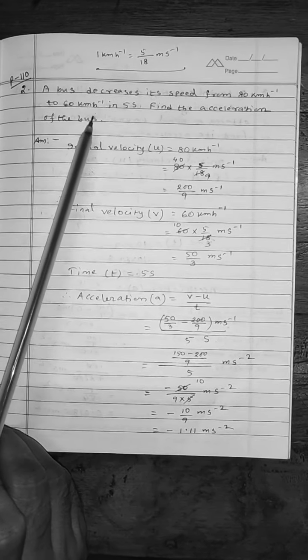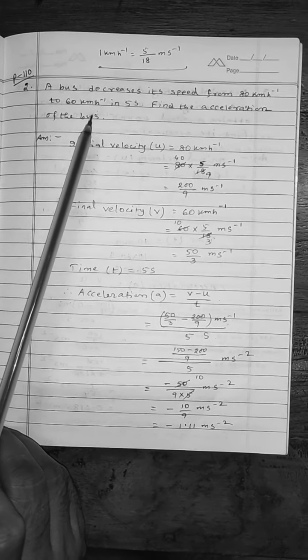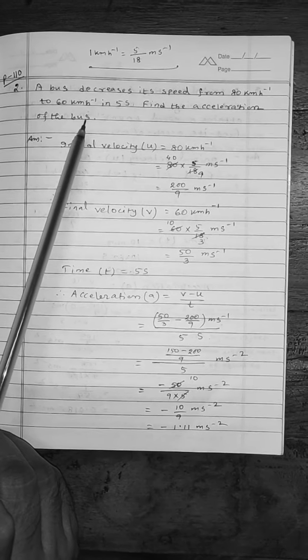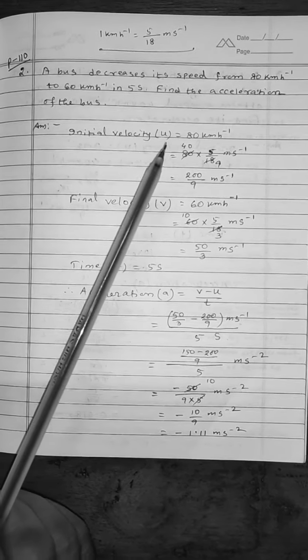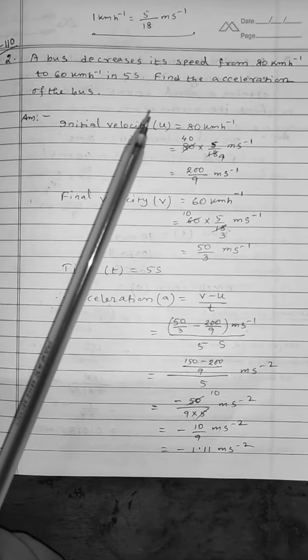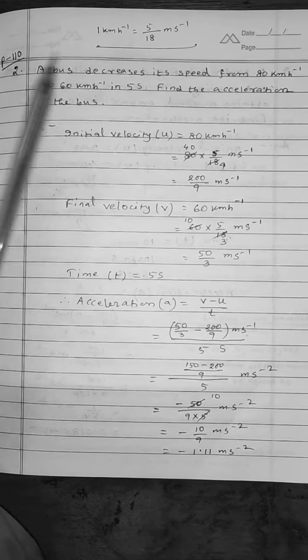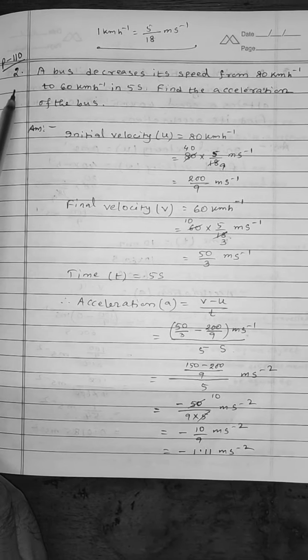Chapter 8, Motion. Already I have given some of the numericals to you: Example 8.1, 8.2, 8.3, 8.4, and on page number 110, question number 1 is given. Today I will continue with page number 110, question number 2.